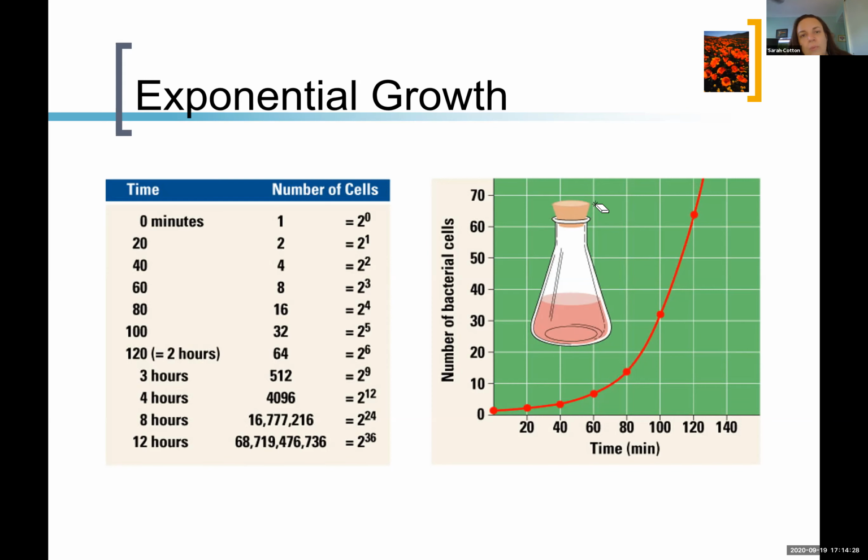So there will come a time when the bacteria will have used up all the resources in that flask, right? They will not have any more space. They'll run out of food. They'll run out of water, right? Resources are limited in reality. So eventually the population will crash, okay? So keep that in mind. Okay, so one way that populations grow is through exponential growth.